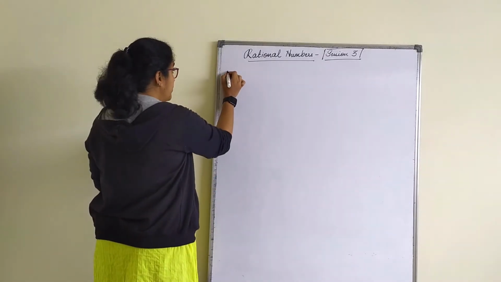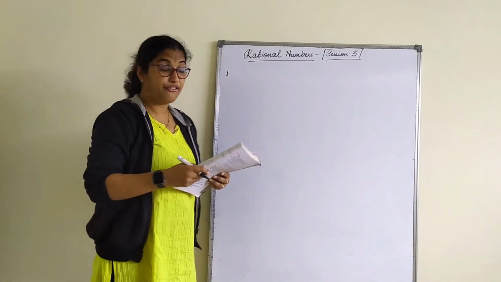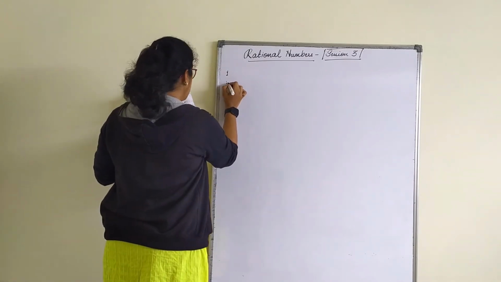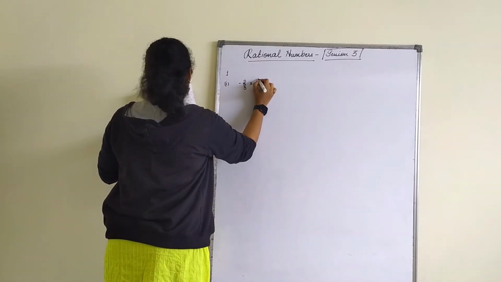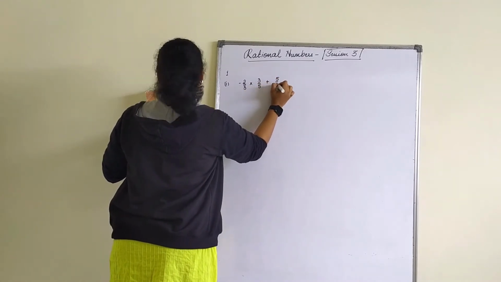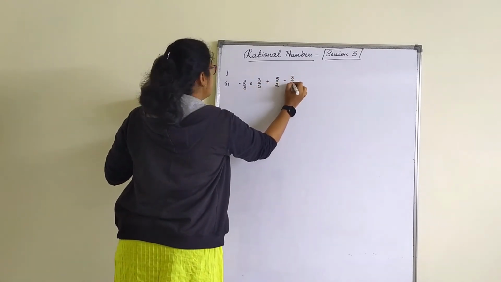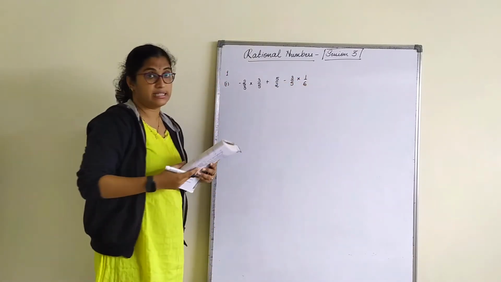So the first question is, using appropriate properties, find. There are two sub questions in that. Minus 2 by 3 into 3 by 5 plus 5 by 2 minus 3 by 5 into 1 by 6.